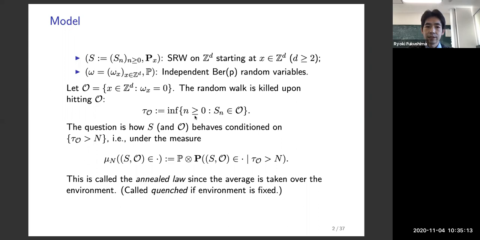With those ingredients, the question we want to address is the following. How do S, and also the obstacle configuration, behave conditionally on the event that the survival time is bigger than some large n? More precisely, we are interested in the joint distribution of S and O under the product measure P cross P, with the conditioning tau_O bigger than n.